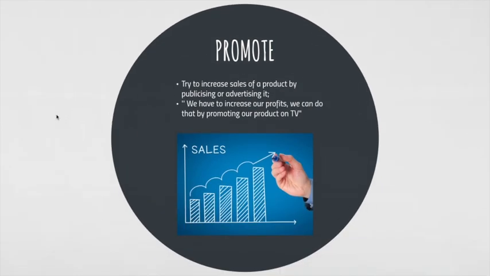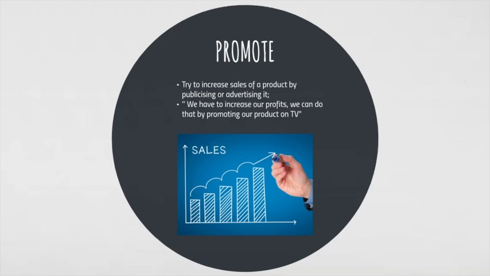The next word is the word promote. This word is used when a company is trying to increase sales of a product by publicity or advertising it. An example of the word promote used in a sentence is, we have to increase our profits. We can do that by promoting our product on TV. Many well-known types of promotion are banners, TV commercials or ads, and YouTube videos, as an example.